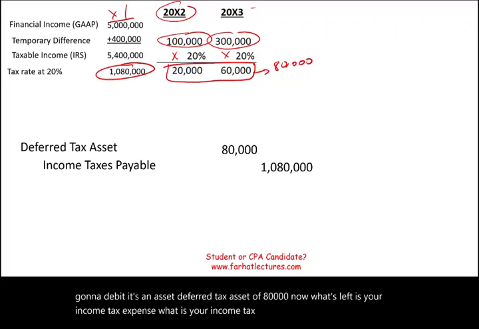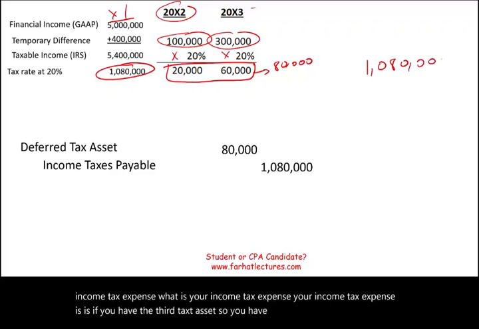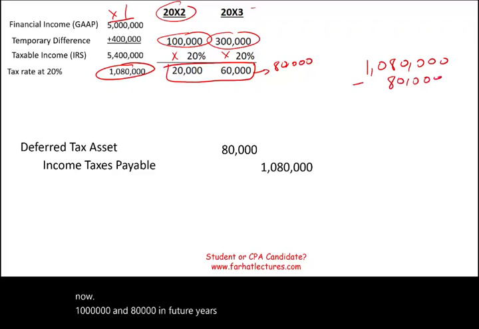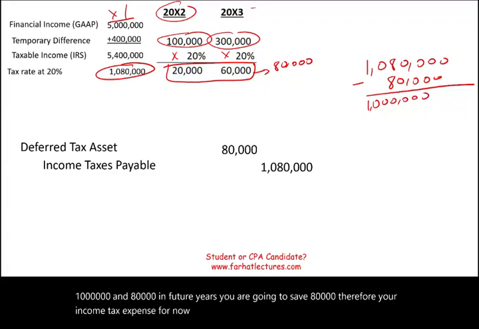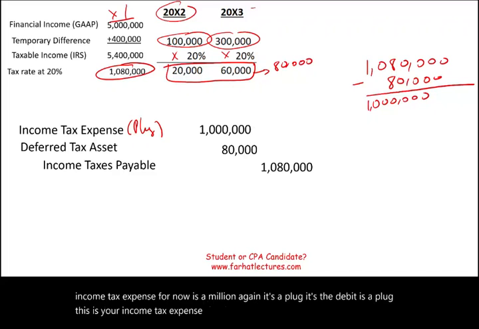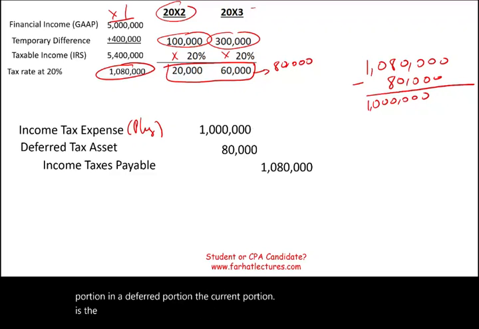Your income tax expense, since you have a deferred tax asset: you have to pay the IRS $1,080,000 now, but in future years you are going to save $80,000. Therefore, your income tax expense for now is $1 million. Again, it's a plug; the debit is a plug. This is your income tax expense. Simply put, this $1 million has a current portion and a deferred portion. The current portion is $1,080,000, and the deferred portion is $80,000. You have a deferred tax savings.